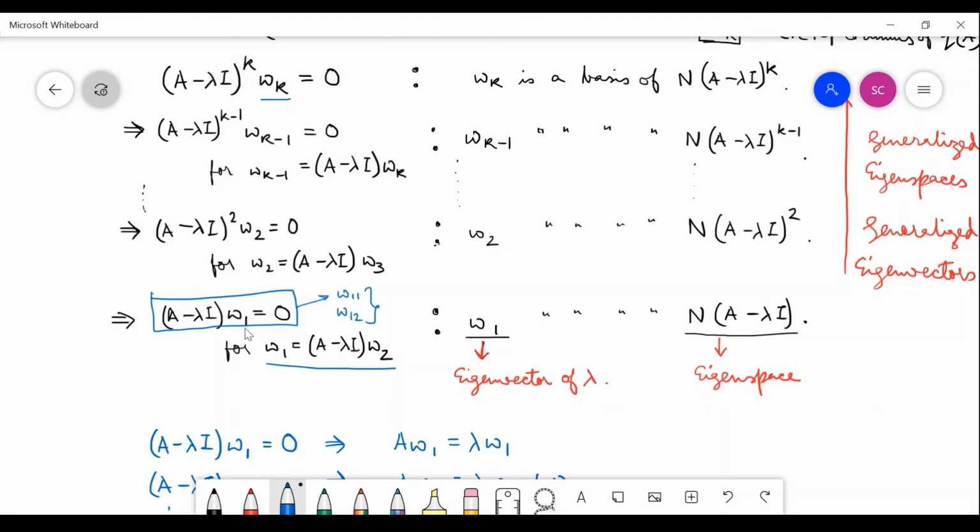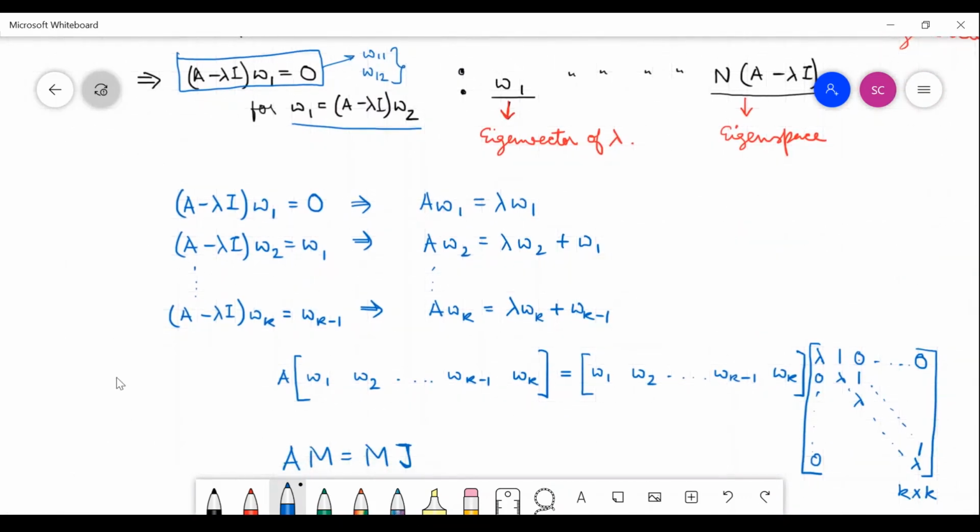That means whatever be the geometric multiplicity, at least one of the initial eigenvectors will go on and lead you to this non-zero omega k. At least one initial eigenvector omega 1 will be there, which would pass through these relationships and give you a non-zero omega k.